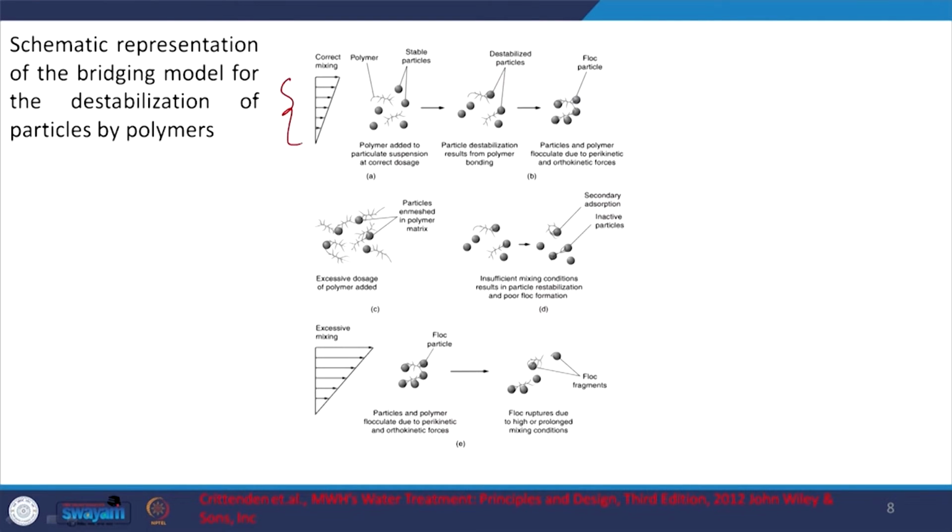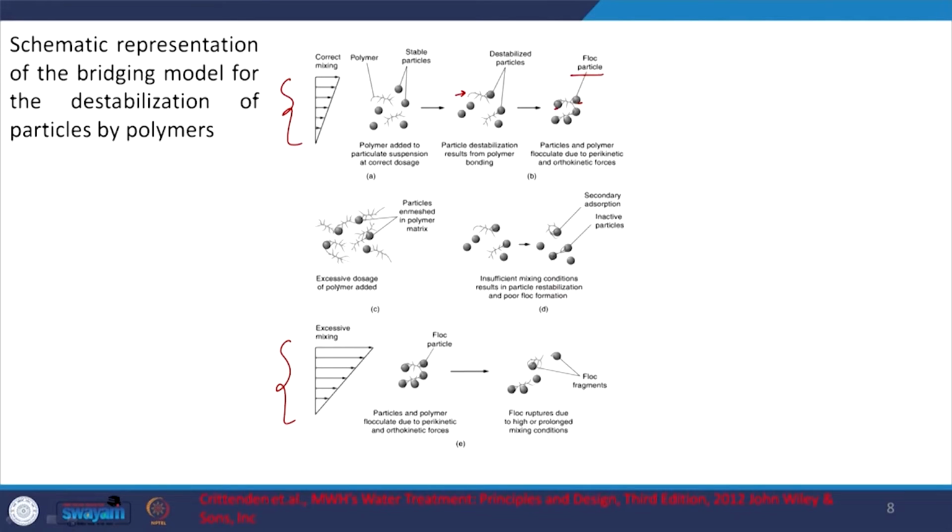One case was correct mixing and excessive mixing, which also plays a role. We will come back to that. So, here what do we see? We see the polymer being added and the stable particles which do not want to come together. Now, the particles are destabilized after the relevant polymer has adsorbed onto the particle and neutralized some of the charge, if it is cationic. If not, it has adsorbed and now it is forming a bridge, by bridging two or more particles. So, now you have a good flock particle.